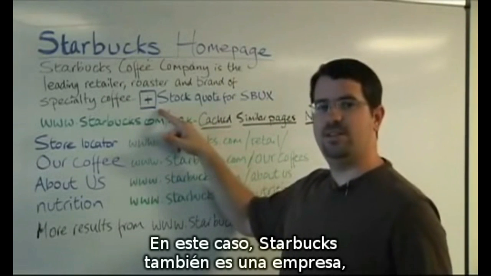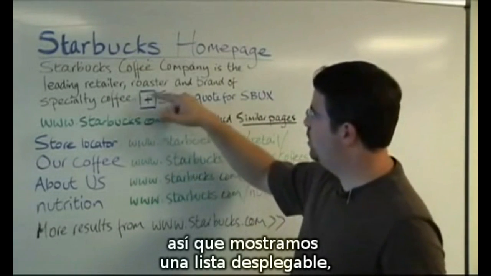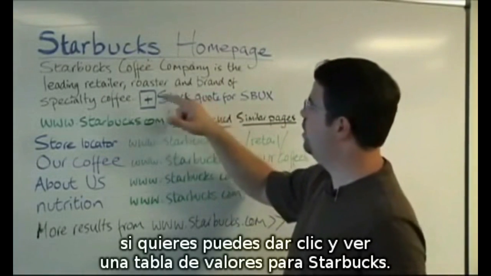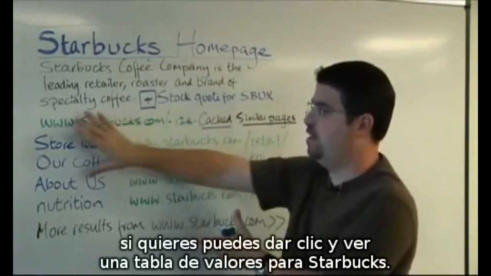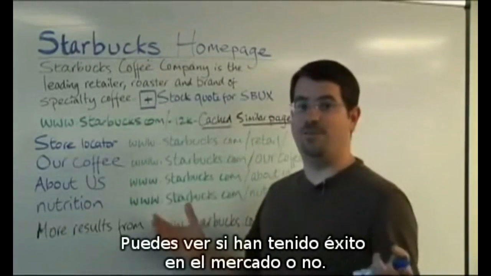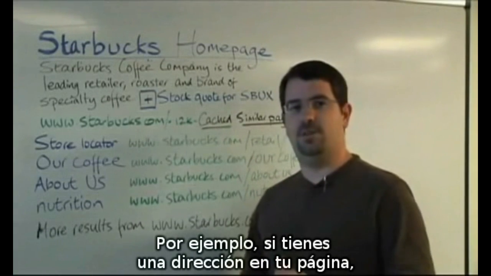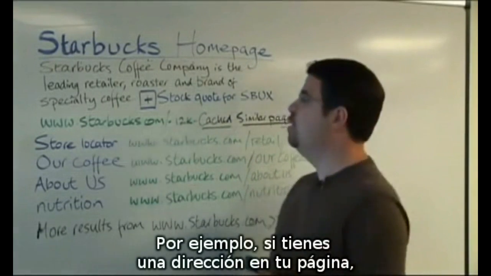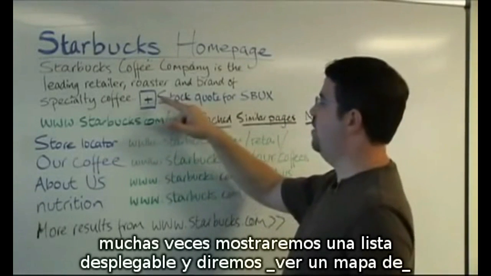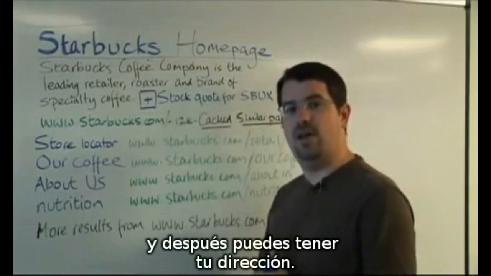In this case, Starbucks is also a company. So we show what we call a plus box, where if you want, you can click and expand and you'll get a stock chart for Starbucks. So you can see whether they've been doing well in the market or not. There are a lot of these different options. For example, if you have an address on your page, many times we'll show a plus box and say, view a map of, and then your address.